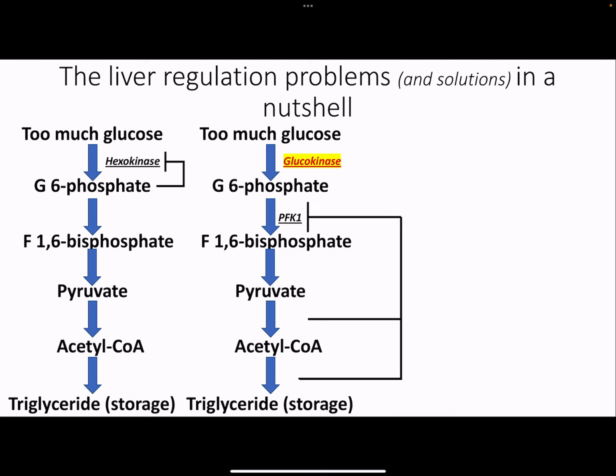But now we have another problem. Now the problem is that a bunch of things, high ATP, high NADH, high citrate, are going to go ahead and inhibit PFK1. I do not want PFK1 necessarily inhibited.